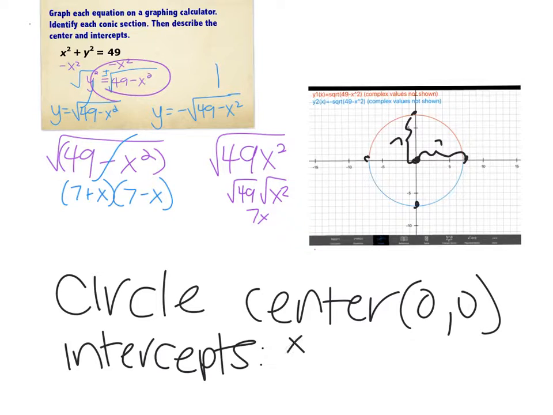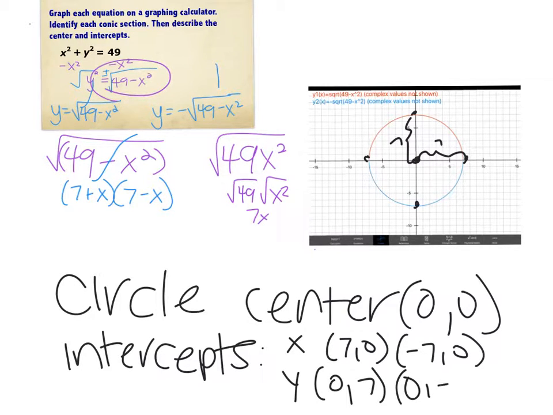The x-intercepts are at (7, 0) and (-7, 0), and the y-intercepts are at (0, 7) and (0, -7). So for tomorrow's homework check, you'll get two separate problems. One is to solve this equation the way you would type it into your graphing calculator, and it will be done on paper. That's the first step.